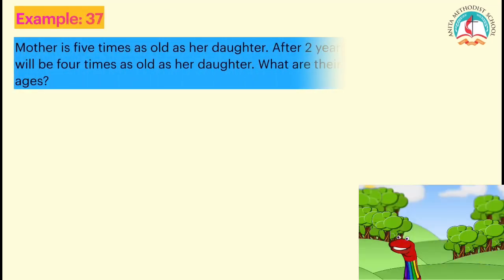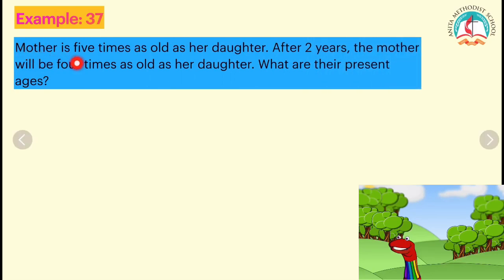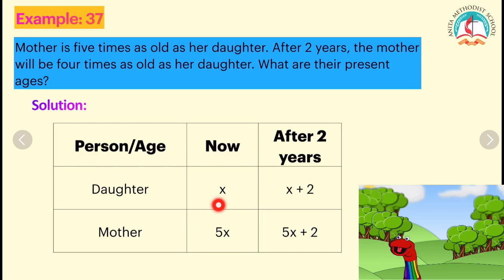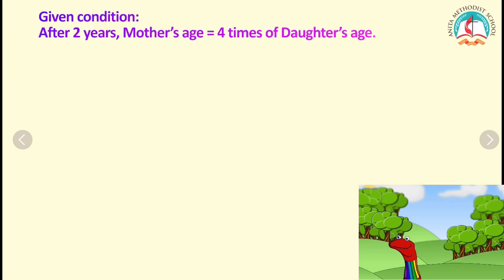Next problem, example 37. Here it is given, mother is 5 times as old as her daughter. Suppose you take the daughter's age as x, then the mother's age will be 5x. And another condition given in the question is after 2 years. So the daughter's and mother's ages will be increased by 2 years. x becomes x plus 2 and 5x becomes 5x plus 2. Another condition given here is that the mother's age is equal to 4 times the daughter's age.